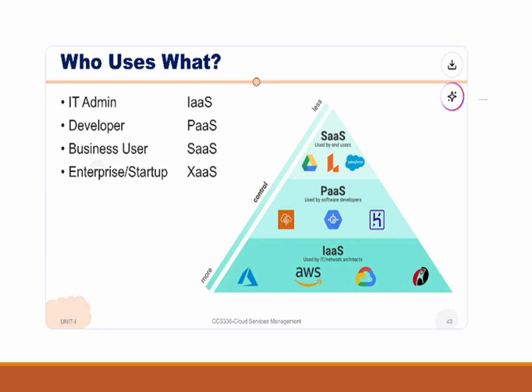Who uses what? Generally, your IT admin will go for IaaS services. A developer uses PaaS services, and a business user uses SaaS services. Apart from these three service models, you have one more called anything as a service, represented as XaaS, that can be used by any enterprise or a student.